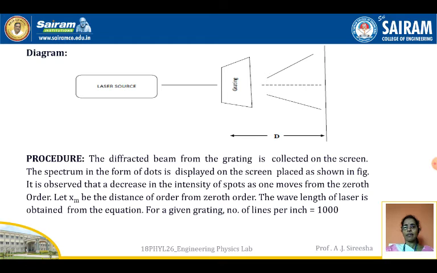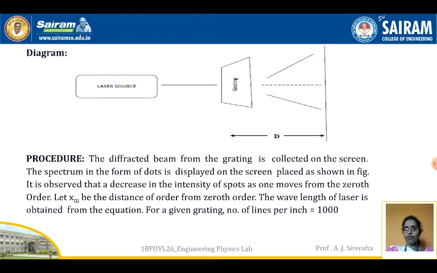Now this is the diagram and experimental setup. Here the source is a laser source, a grating element, a screen and a meter scale, and the arrangement is as shown in the diagram. The laser source we are using is a semiconductor laser which gives laser light. We know that the characteristics of the laser are highly coherent, monochromatic, highly intense, highly focused and less divergent. Now we are using this source as a coherent source of light.